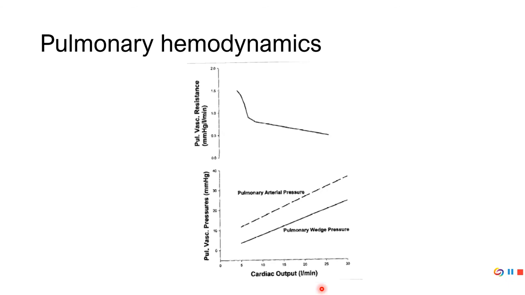So on the x-axis, we've got cardiac output. On the y-axis, on top, we've got resistance. And notice the resistance is relatively high at rest, but when we start to exercise, resistance actually decreases fairly substantially. Okay, and part of the reason is that we minimize pressure.